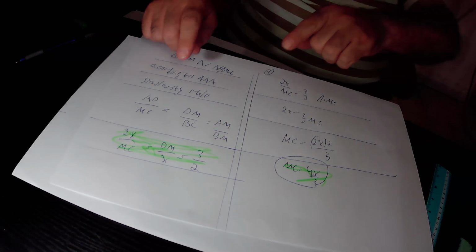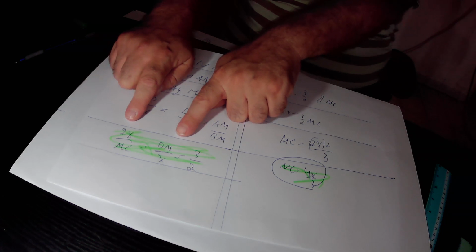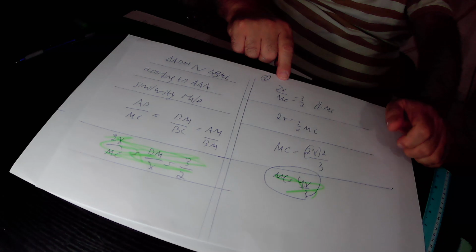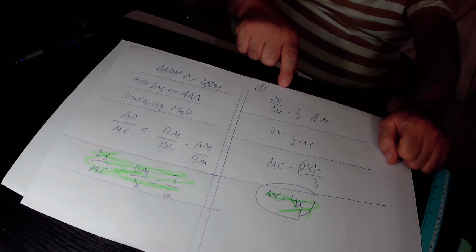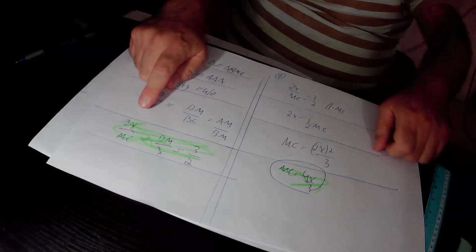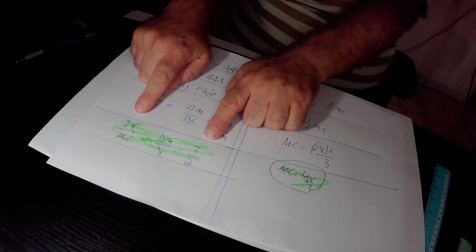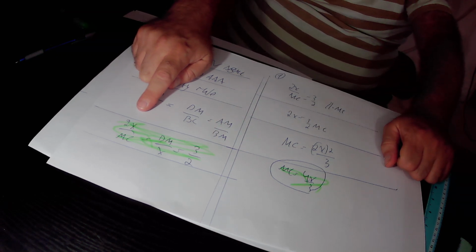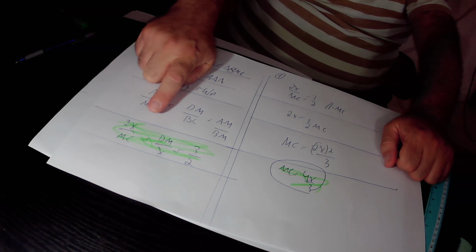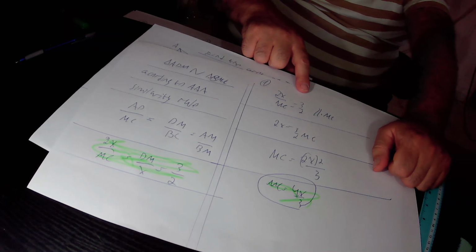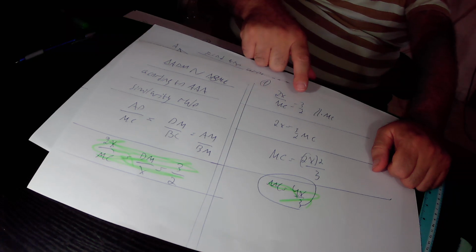So those two expressions are equal to each other, therefore we get equation 1 from those two expressions. According to equation 1, 2x over MC equals 3/2. Again, 2x over MC equals 3/2. If we multiply this equation by MC, we find that 2x equals 3/2 times MC.